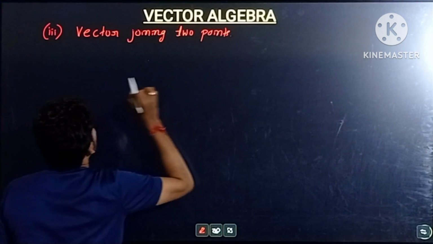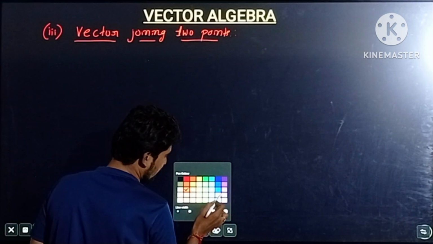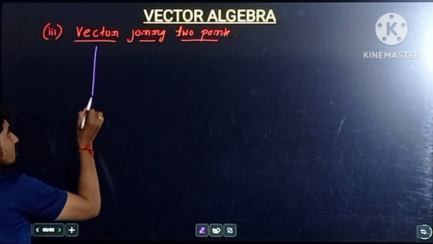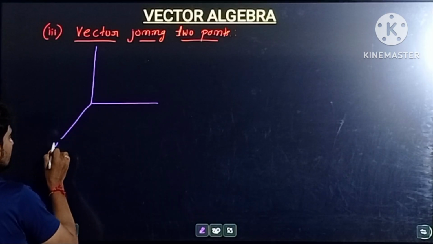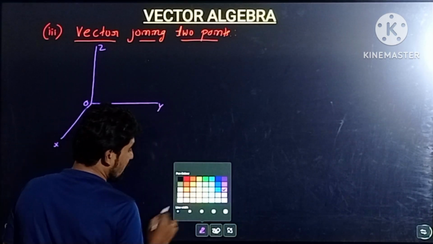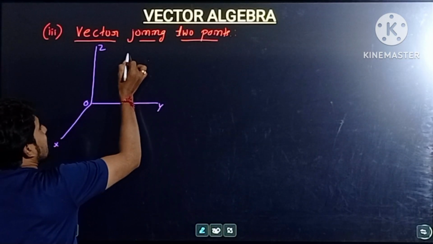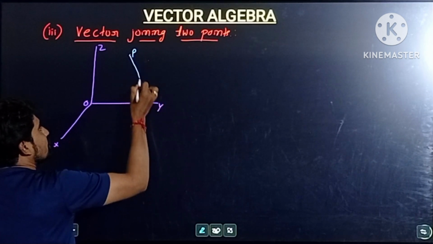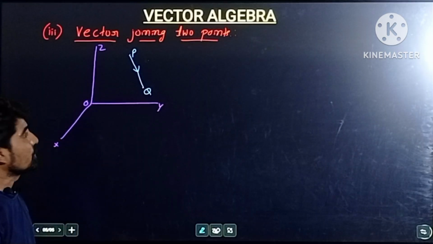Vector joining 2 points. To understand this, I am going to consider the graphical approach here. As you know, this is the z-axis and y-axis, and this one is the x-axis. So x-axis, y-axis, z-axis, which is the origin. And we need to identify the vector which joins the point P and Q. That is nothing but PQ vector. So we need to identify the vector PQ, direction from P to Q.